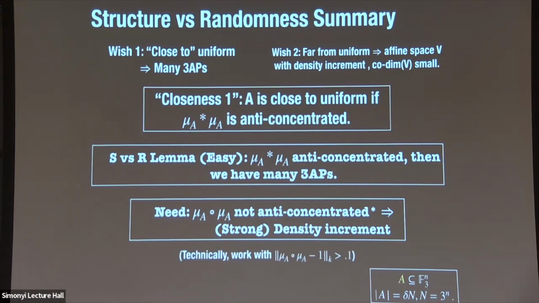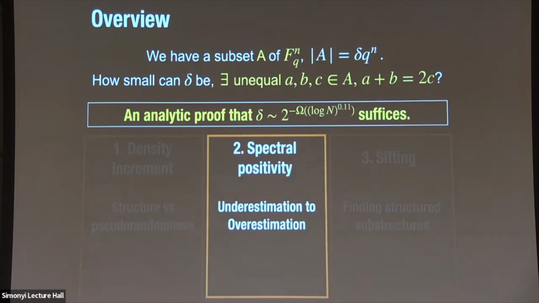Technically, you work with K norms and everything works out to be fine. But for the purpose of the talk, let's stick to showing that if the difference convolution is not anti-concentrated, then you get a strong density increment. And you'll see in a little bit why this switch is happening and why it's important. You can make this happen with norms if needed. Okay. So that's the overview of the structure versus randomness template and how we are going to use it. And let me now talk about spectral positivity and how it plays a role.